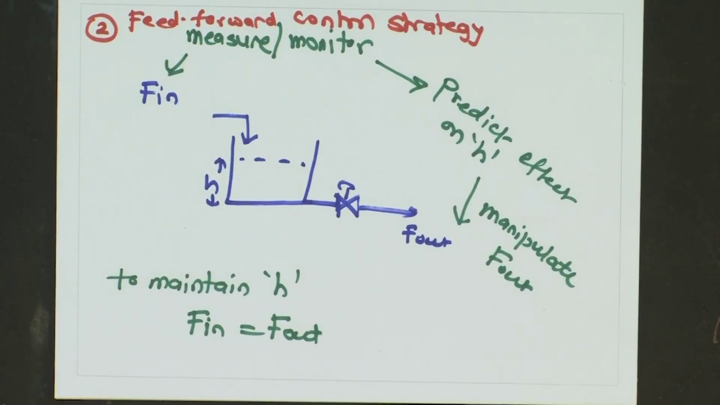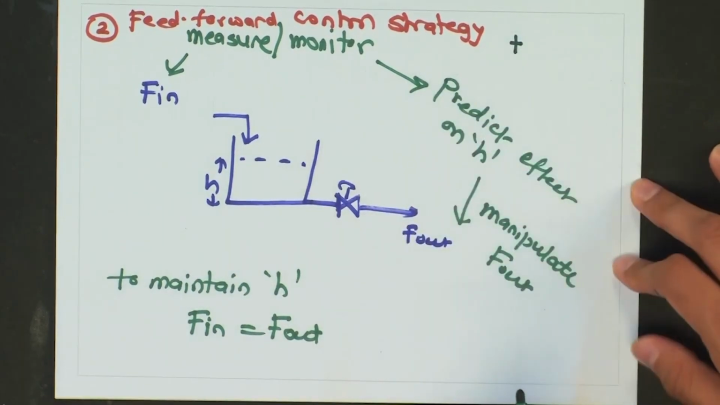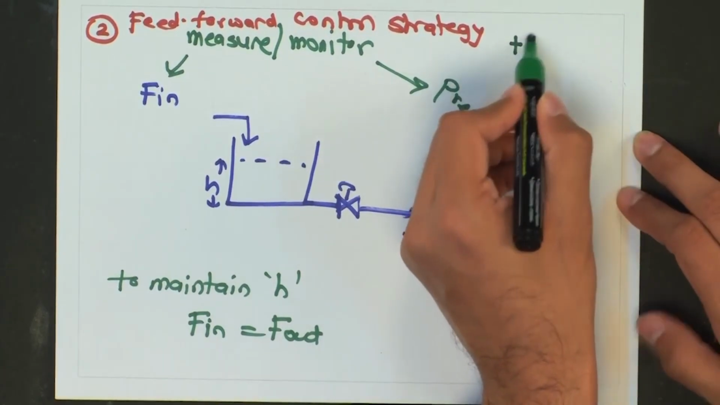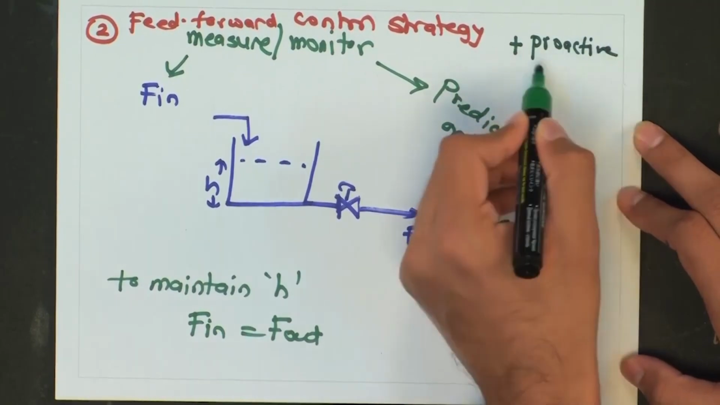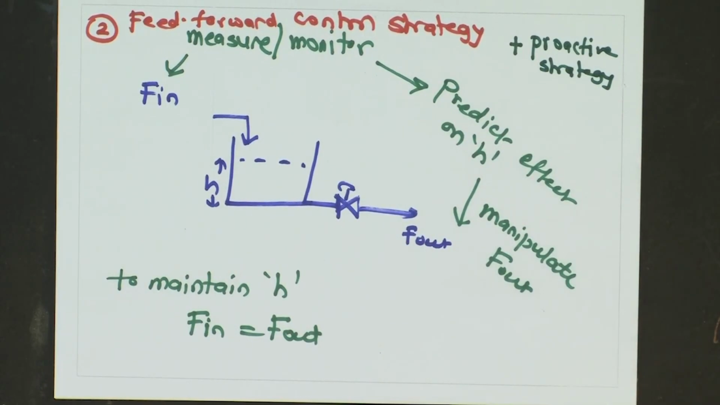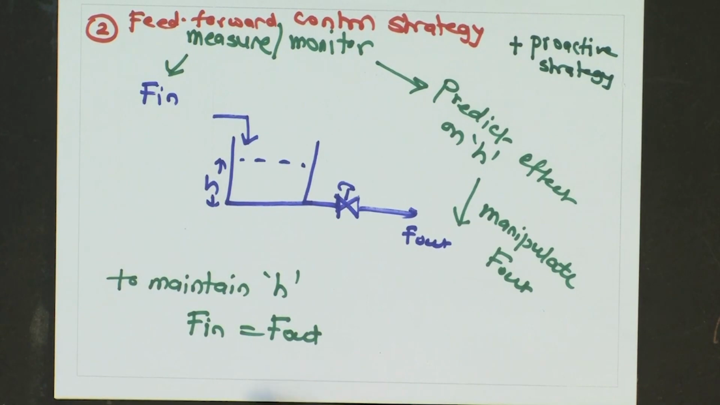Let us now look at the feed forward control strategy and try to find out what are the advantages and disadvantages. So, the primary advantage of a feed forward strategy is that it is a proactive strategy. In a way it takes care of the limitation of the feedback control strategy. If there was some disturbance, even before that disturbance affects the controlled variable, you are taking an action.